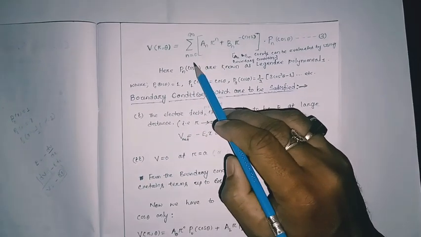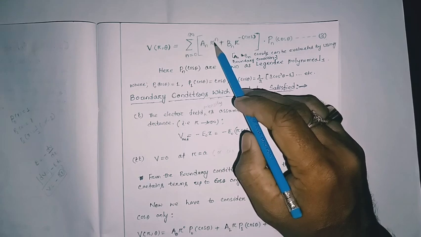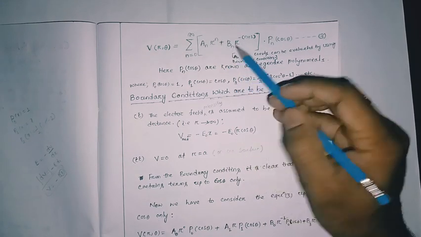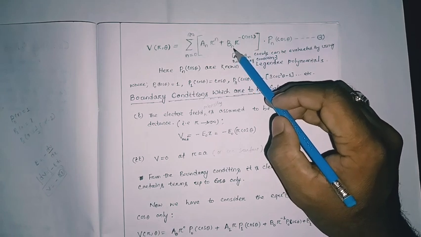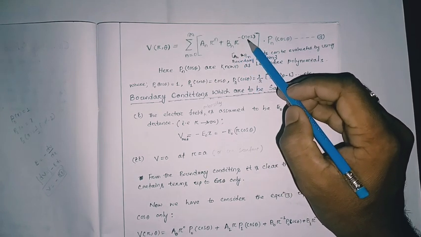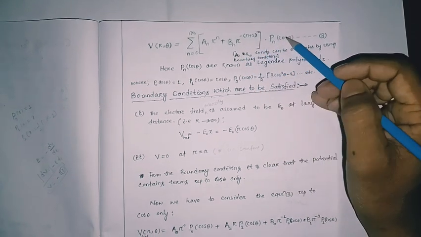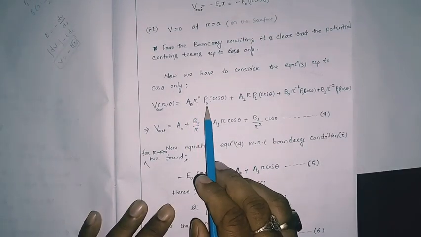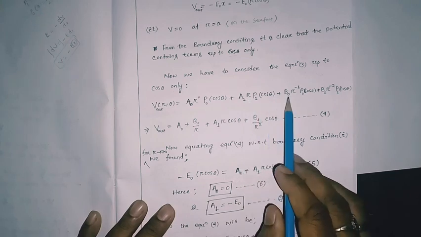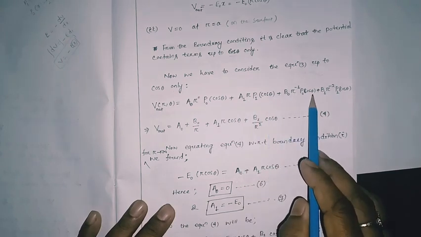So for n equal to 0, this will be a0 r to the power 0 p0 cos theta, and then another term will be b0 r to the power minus 1 p0 cos theta. Same thing it has been written: a0 r to the power 0 p0 cos theta, b0 r to the power minus 1 p0 cos theta.